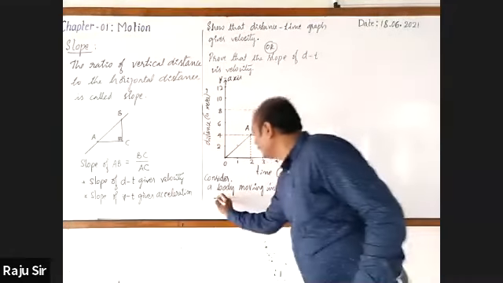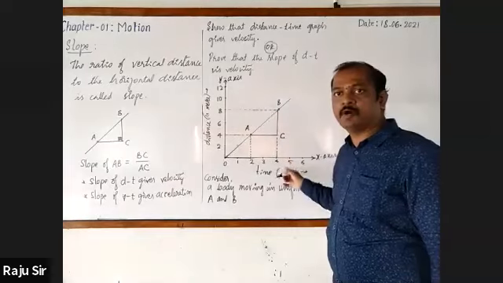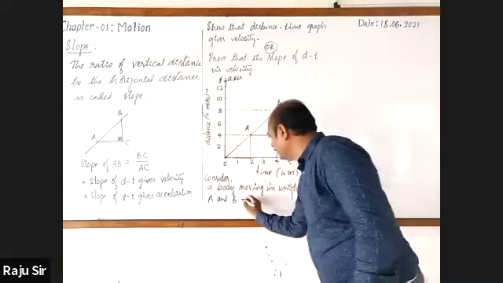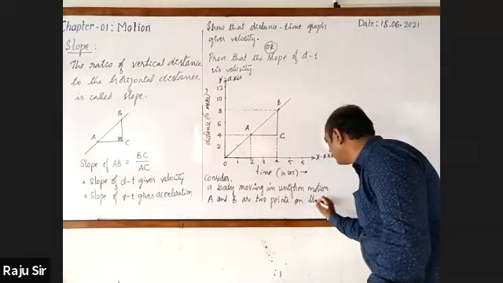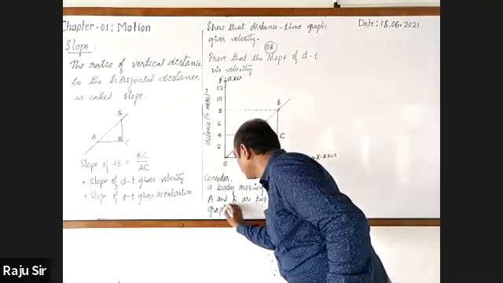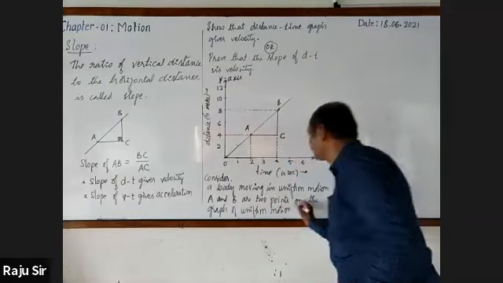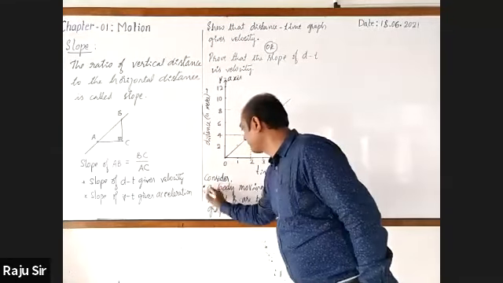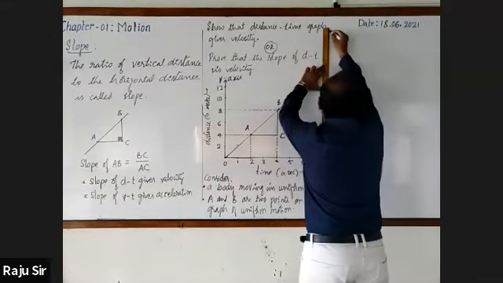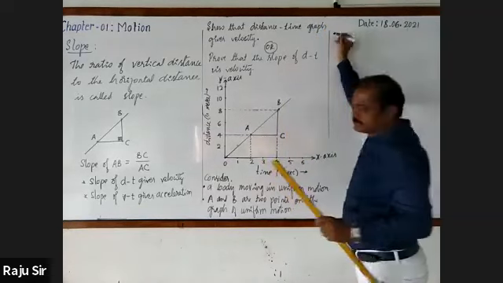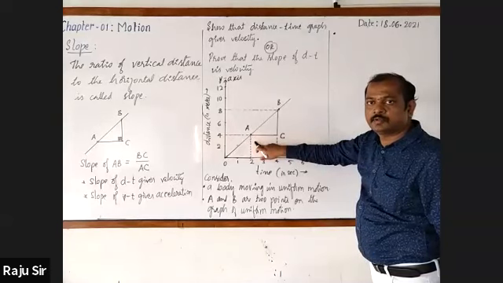Here, A and B are 2 points on the graph of uniform motion. Next point is, observe the board.